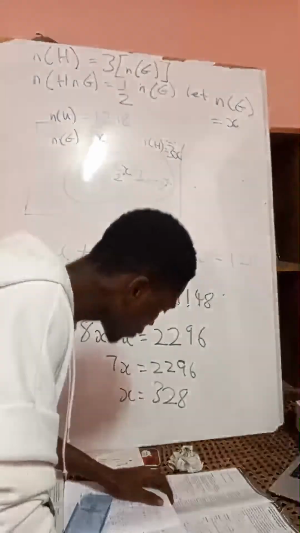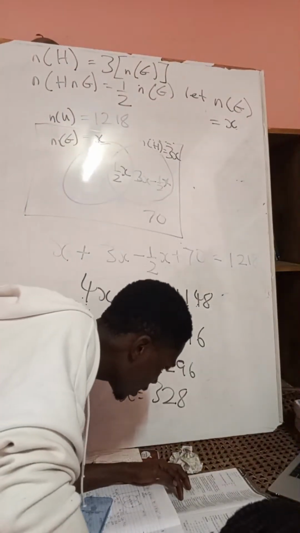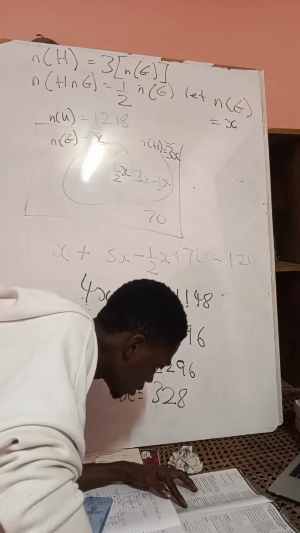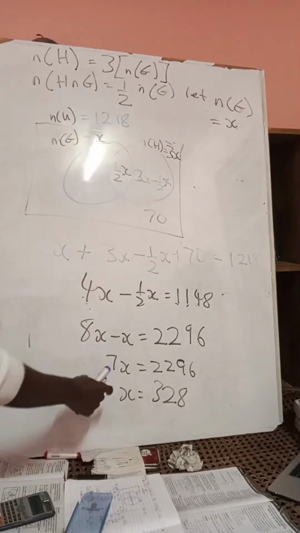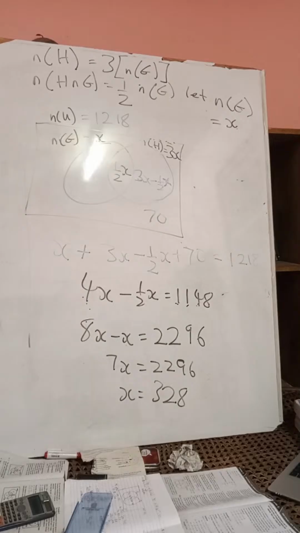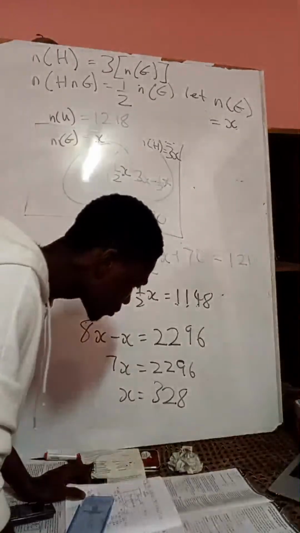The question says that we should find for both music. So this side, which is half x. So half of 328 is what? Half of 300 will be 150, then half of 28 will be 14. So 164, right? 164.